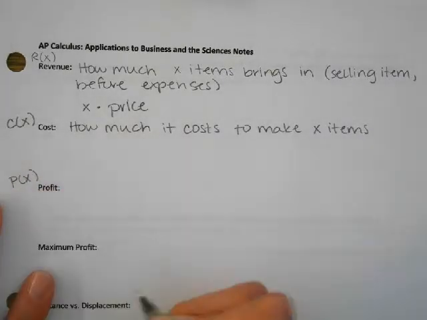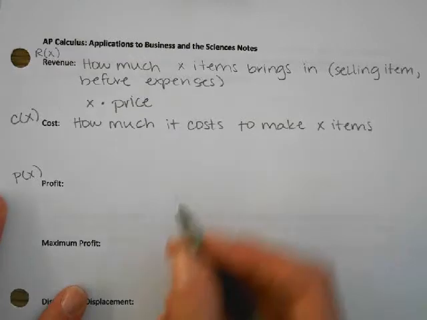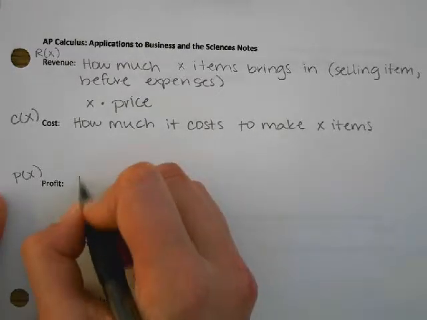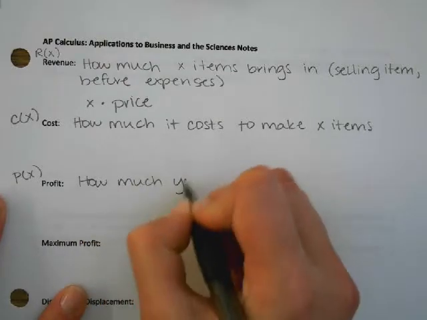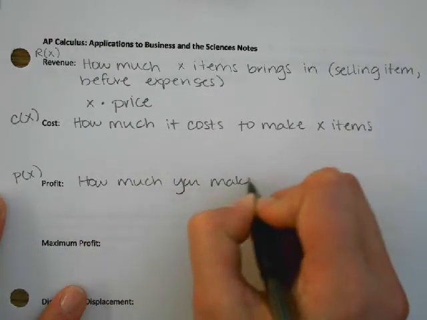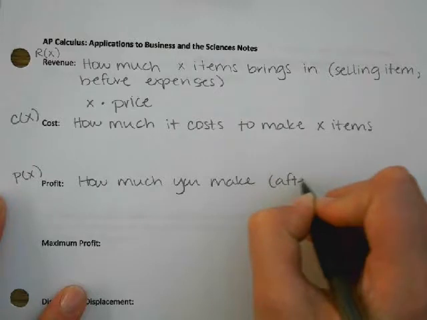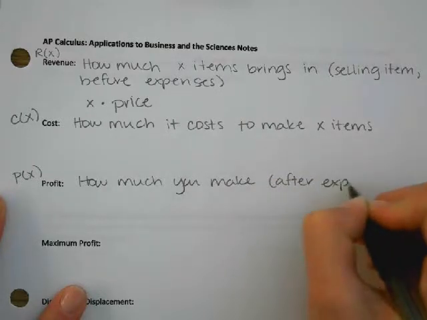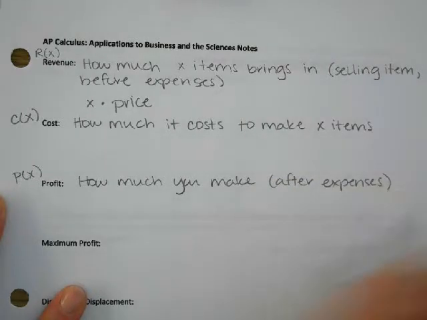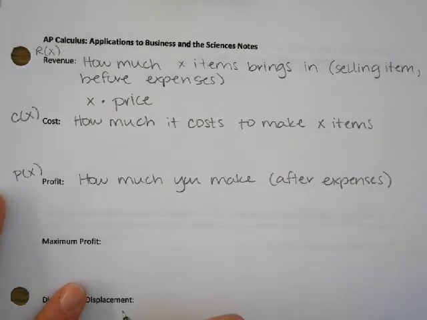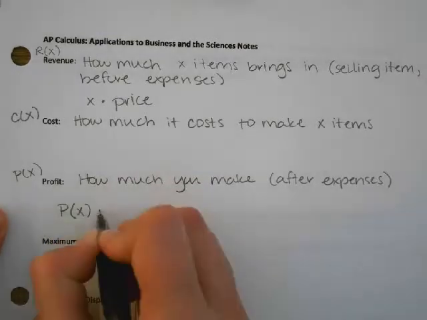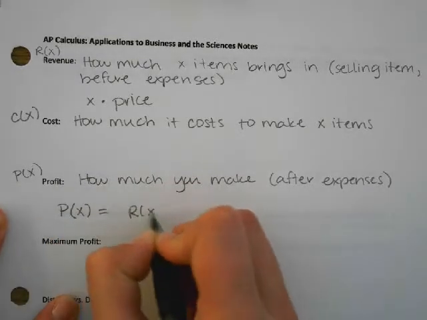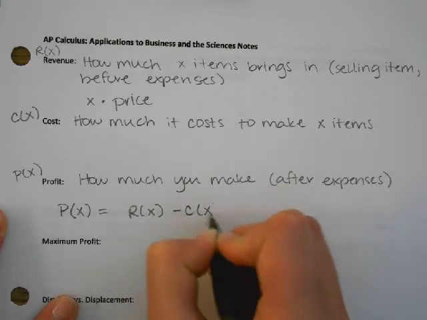Profit is P of X, and that is how much money you make. And this would be after the expenses. And so the equation that we get from this is we say that the profit is the revenue minus the cost.